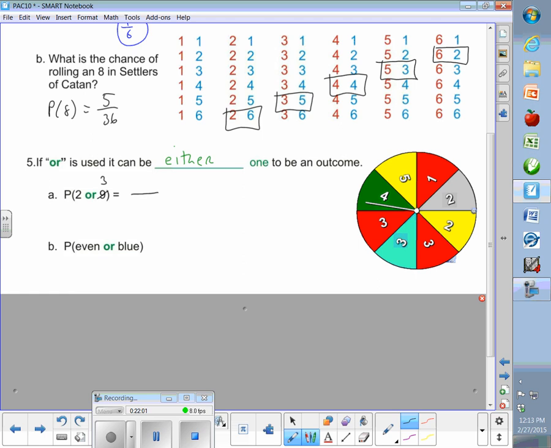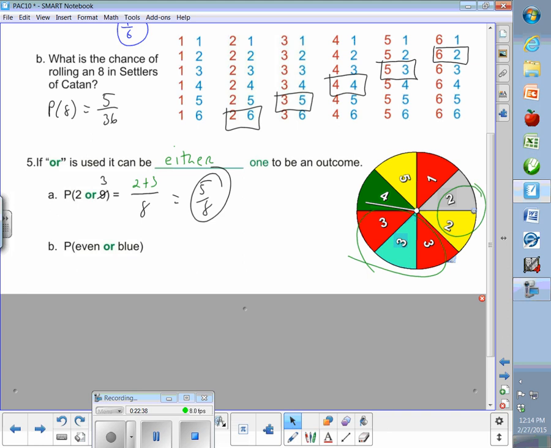So when they say a 2 or a 3, your possible outcomes are, whoops, let me go back here. How many 2s are there? There are 2 2s. And how many 3s are there? There are 3 3s. So there are 5 total possible outcomes. Any 2 or any 3 is what we're trying to find the probability of. How many total here? 8, right? So this is 5 8ths. 5 out of 8 spins should be a 2 or a 3.